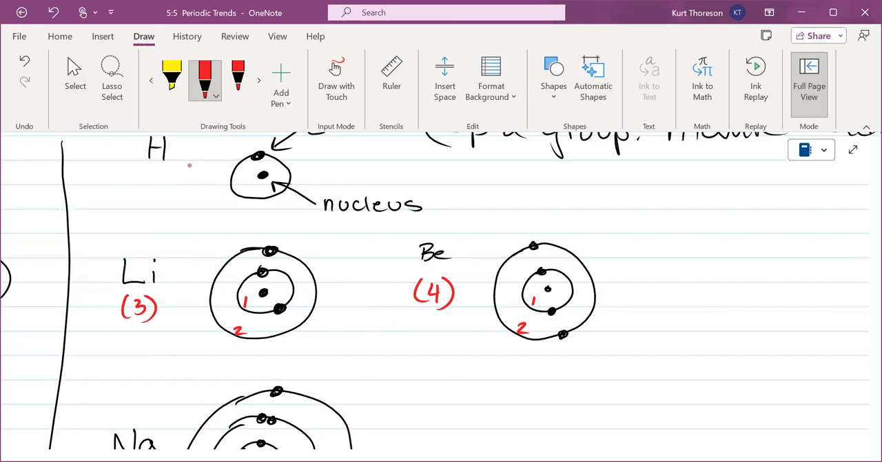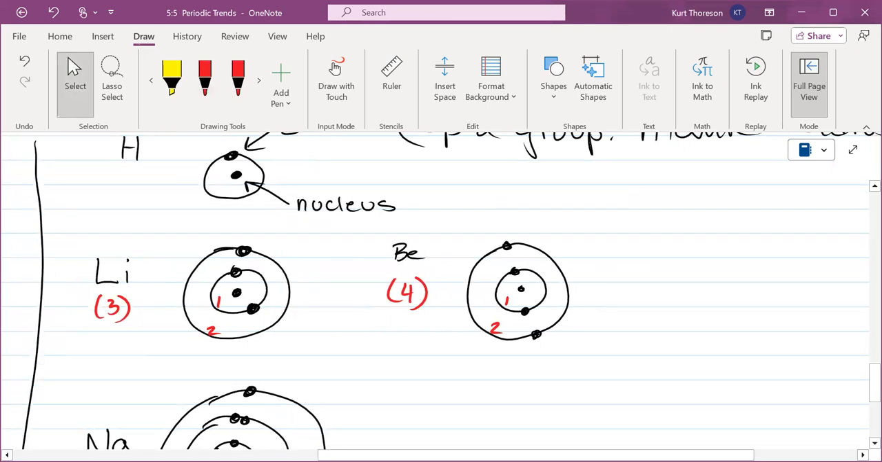Which one has more protons, lithium or beryllium? So beryllium has a greater positive charge to pull those electrons closer to the nucleus because the energy level didn't change. The number of electrons on the energy level did, but the energy level itself didn't change. So it's getting stronger, but it still is reaching out to the same level.